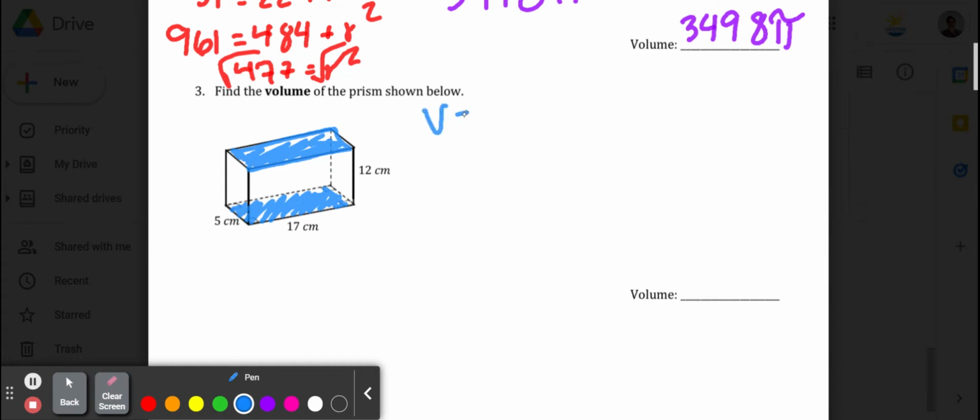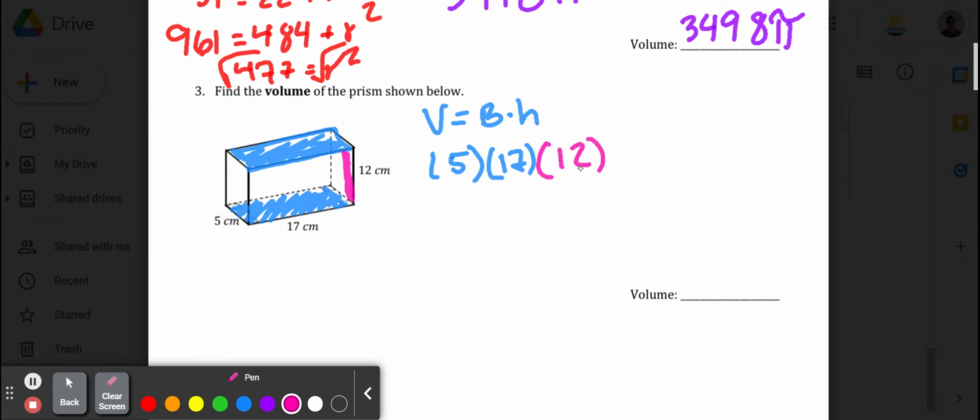And so volume equals big B times H. So my base figure is 5 times 17. And then my height is the distance between those. So that's going to be times 12. Essentially, you multiply all three numbers together if it's a rectangular base. If it's a different base, then we have to be careful. So I got 1020, and this is in cubic centimeters.